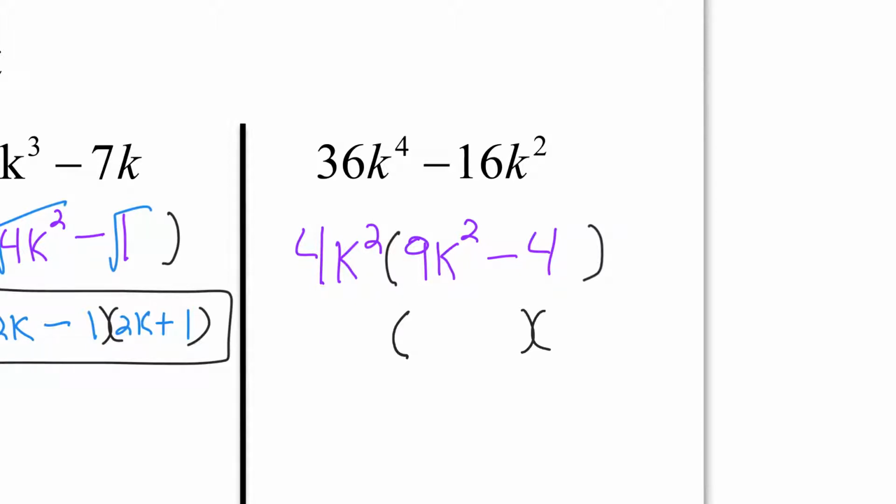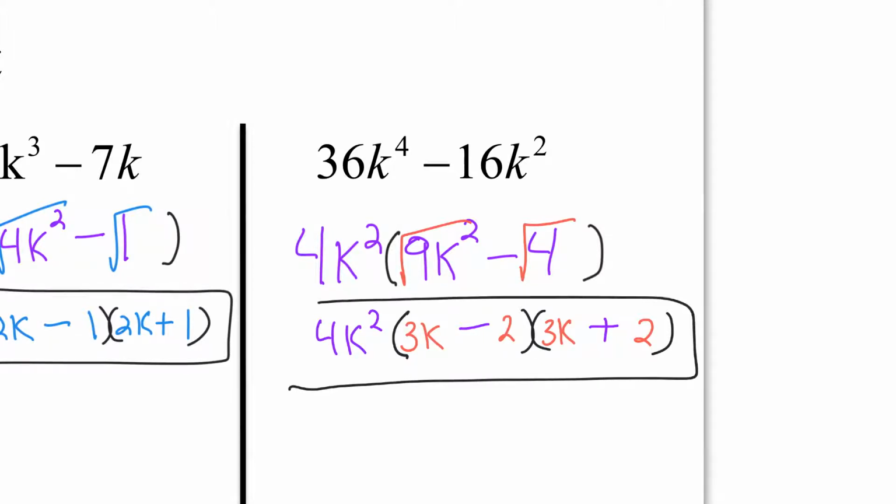I'm going to have my two parentheses here. I'm going to use the square root of 9k squared. That's 3k over here. I'm going to take the square root of 4. That's 2 here. You put a minus and a plus, and you bring down the 4k squared. So my answer is right here.